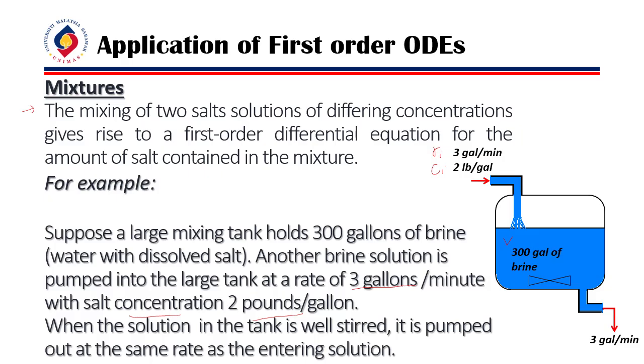When the solution in the tank is well stirred, it is pumped out, and it's pumped out at the same rate as the entering solution. So R out is equal to 3 gallons per minute. C out here, we don't know the concentration of the salt that is going out. This is not under our control.